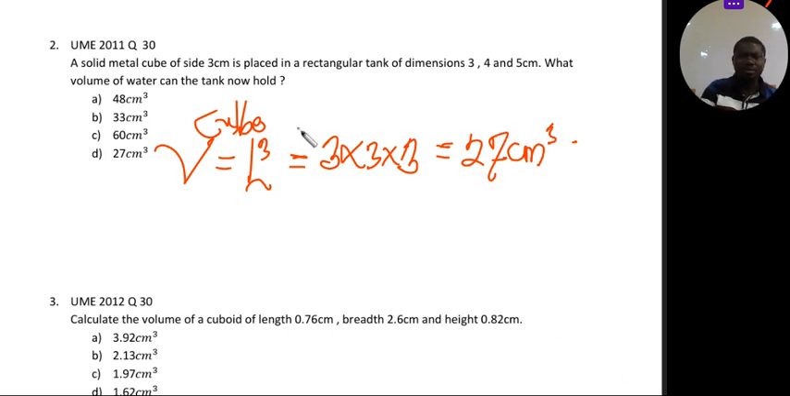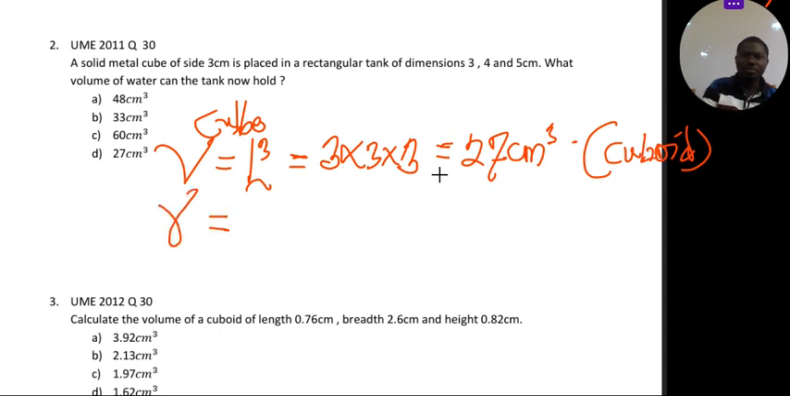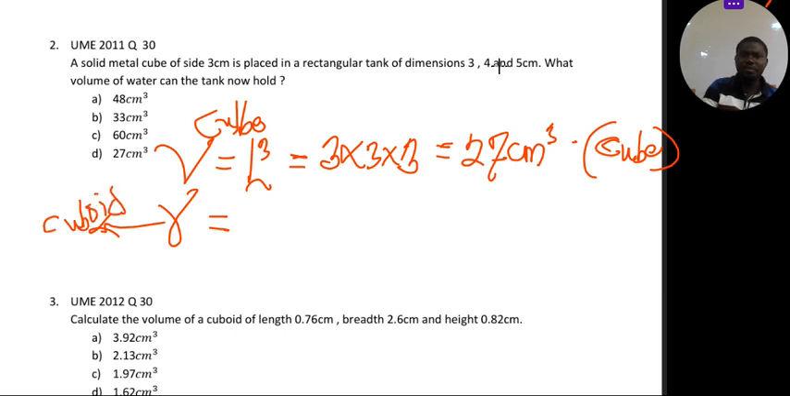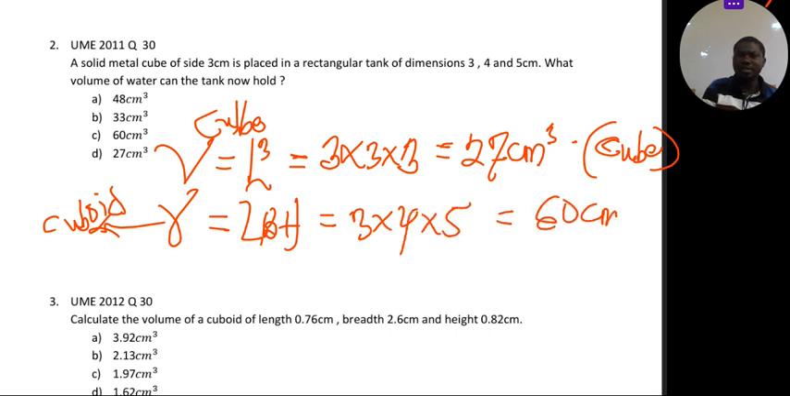It's placed in a regular tank. So we place it in a regular tank of 3 by 4 by 5. That looks like a cuboid, since a cuboid is a rectangular tank in that instance. So the first one here is a cube, and the other is a cuboid, and we place this inside. Since the dimensions are not the same, 3 by 4 by 5, the volume is LBH, 3 times 4 times 5, all dimensions in centimeters, that's 60 cm cubed.